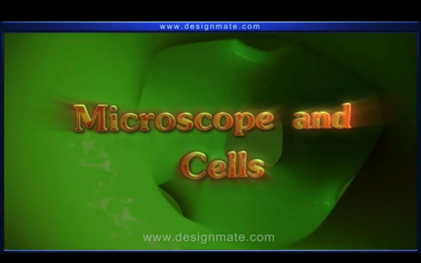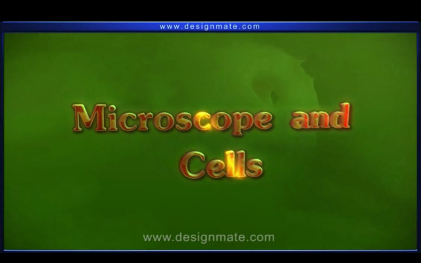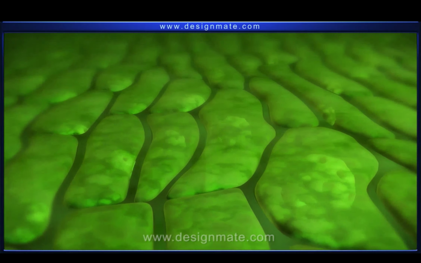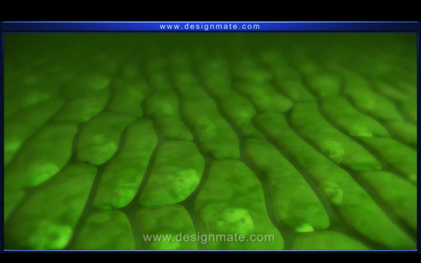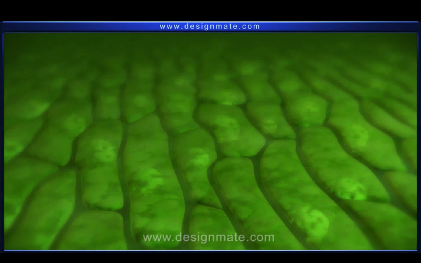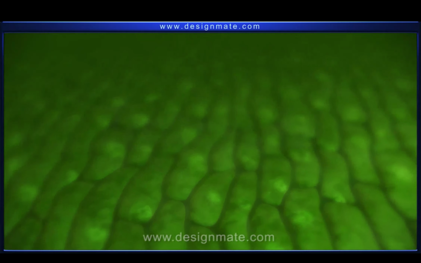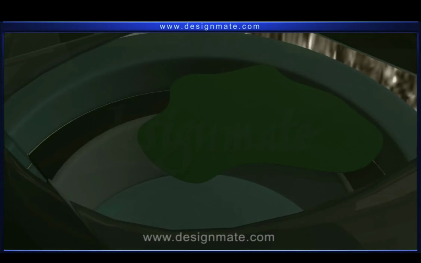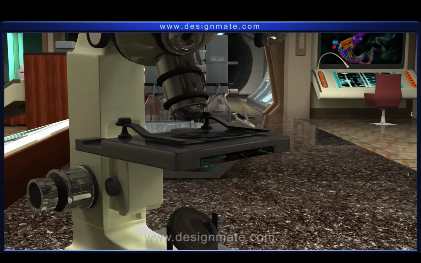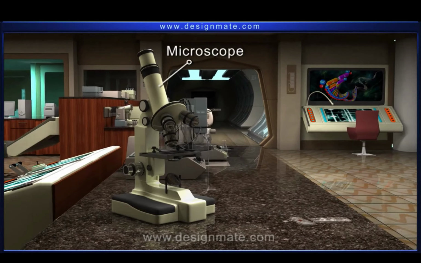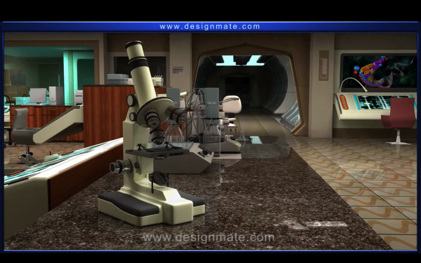Microscope and Cells. Multicellular organisms have millions of cells. These cells, though modified according to their functions, have some basic similarities. To understand the basic structure of these cells, we will perform this experiment using a compound microscope.